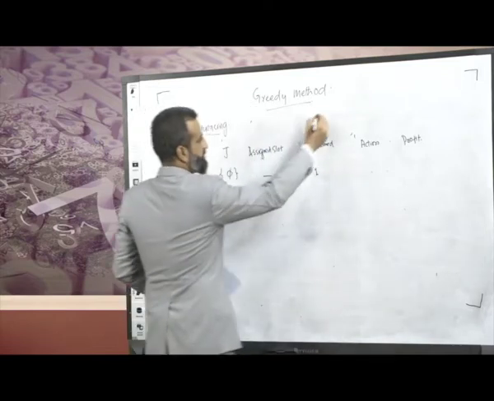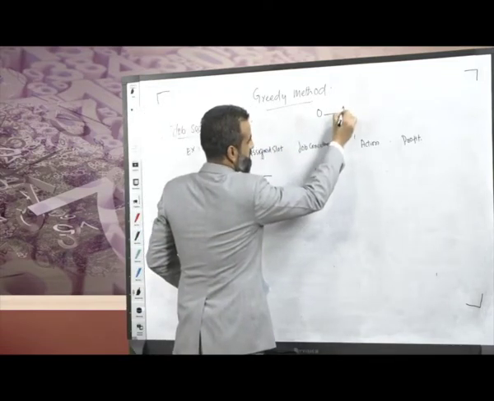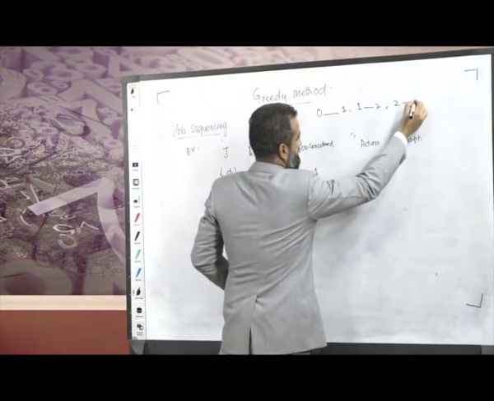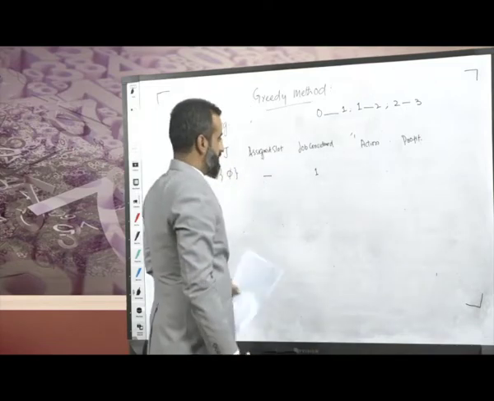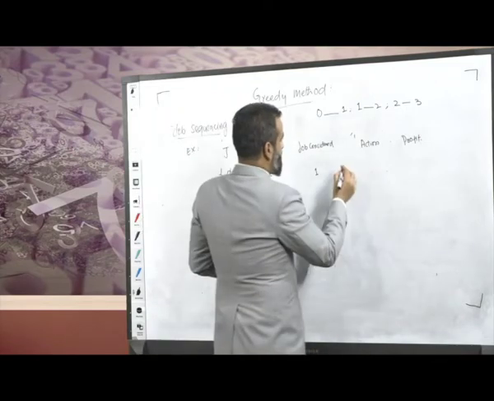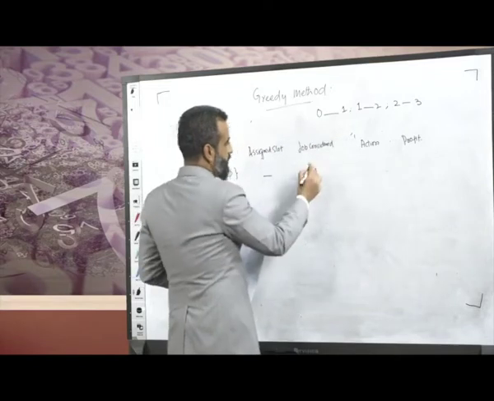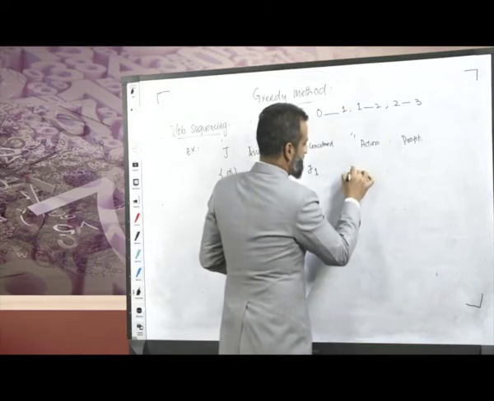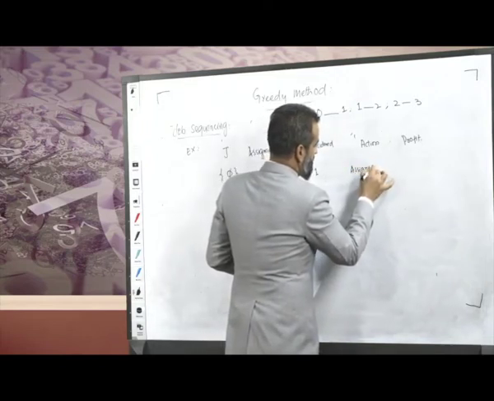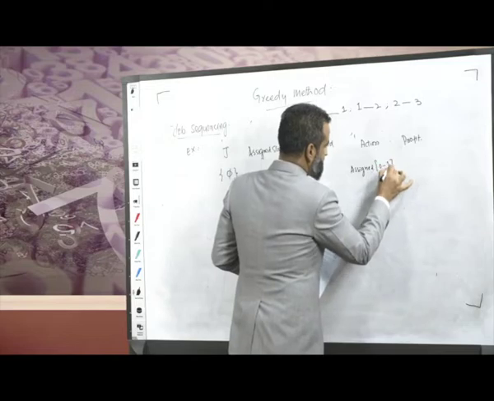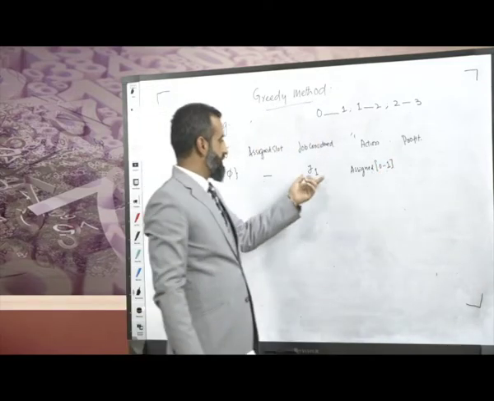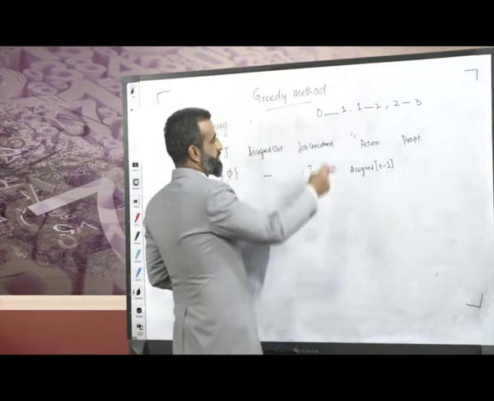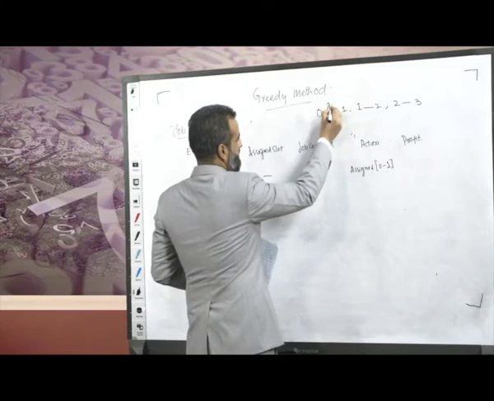So these are my slots: a 0 to 1 slot, a 1 to 2 slot, and a 2 to 3 slot. Now the job J1 here will be assigned to the slot 0 to 1, since the deadline value associated with job J1 is 1 unit of time, so the only possible slot for J1 is the first slot.